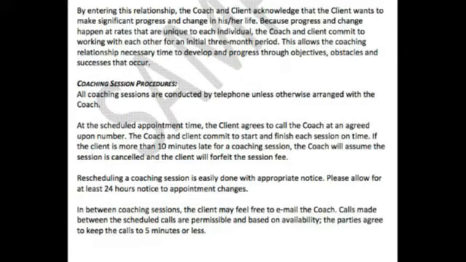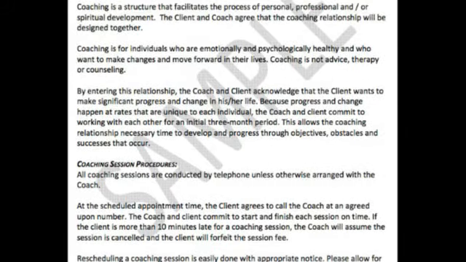Now, one thing that's in here in the beginning is, the coach and the client commit to working with each other for an initial 3-month period. Okay, that's fine. This needs to be more express in this contract, that the client is signing up for 3 months. Not this whole commit to working with each other for an initial 3 months. No, the client is signing up for 3 months. It needs to be much more explicit that they are buying a 3-month package. That's what I want it to be. That's going to be very helpful if they flake out after a month.